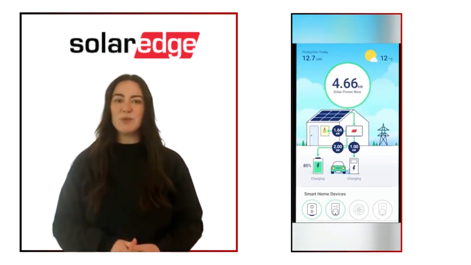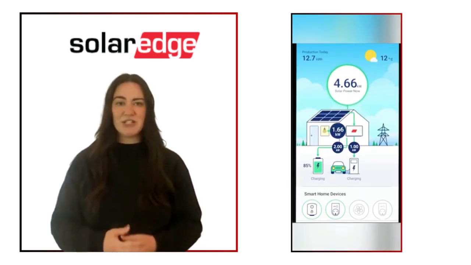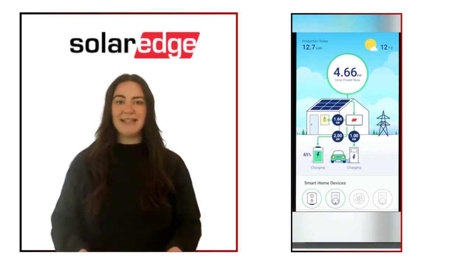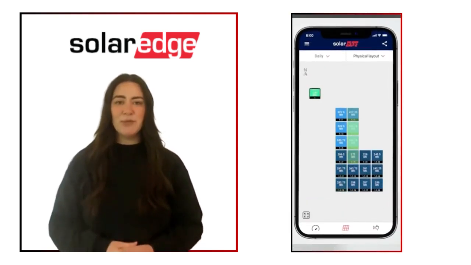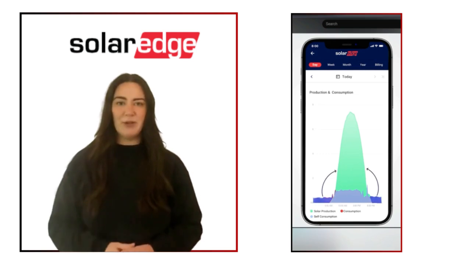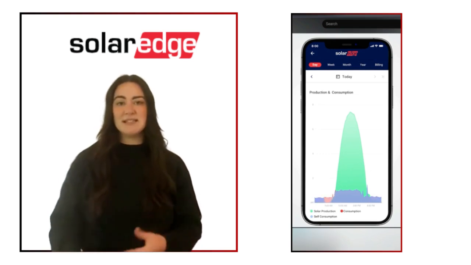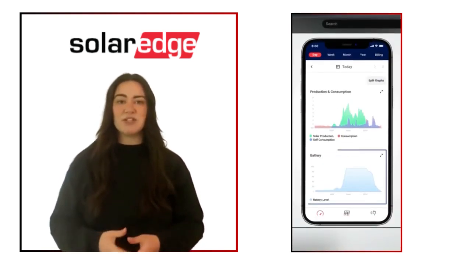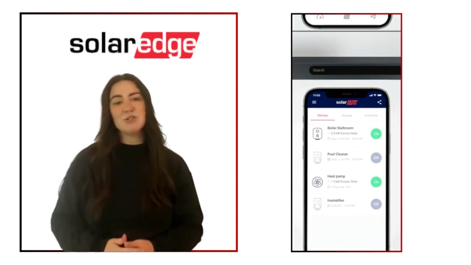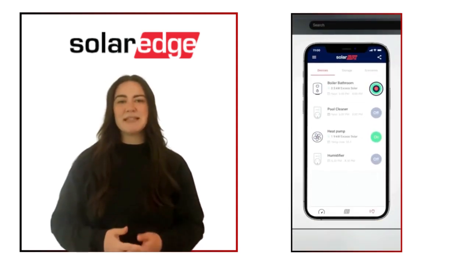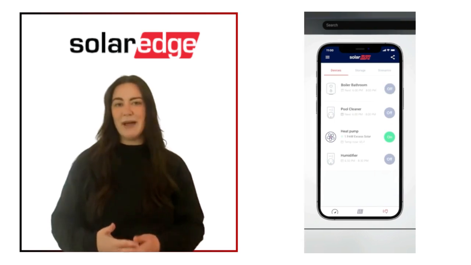Track your daily solar production and see exactly where your energy is going, from your EV to your home appliances. You can even check the performance on each individual solar panel. Compare your production against consumption to maximize self-sufficiency easily. And manage your smart devices. You can do this by scheduling them to run on excess solar power.